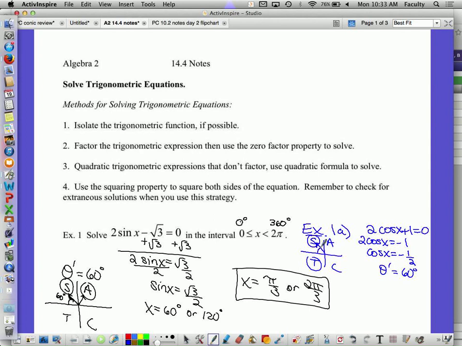So I'm looking for a reference angle of 60 degrees into the second quadrant. So McKenna, what would be the angle in the second quadrant? 120, and then what would it be in the third quadrant if you went 60 degrees in? 240. Good job. All right, then Elena, what would 120 and 240 be in radians? 2 pi over 3 and 4 pi over 3. Good job. Any questions on example 1 or 1A? So this is that first strategy. Isolate the trigonometric function.